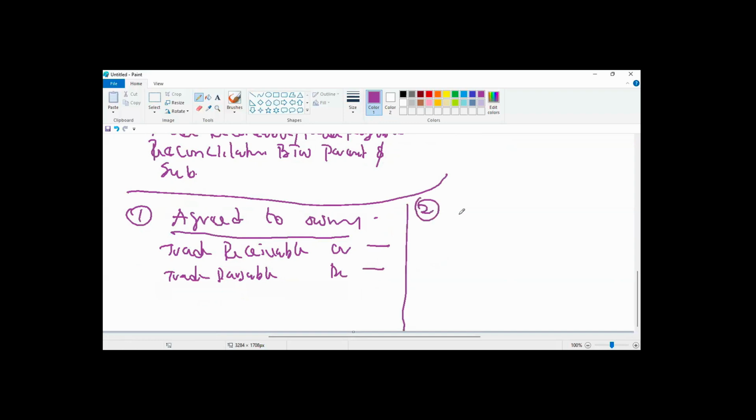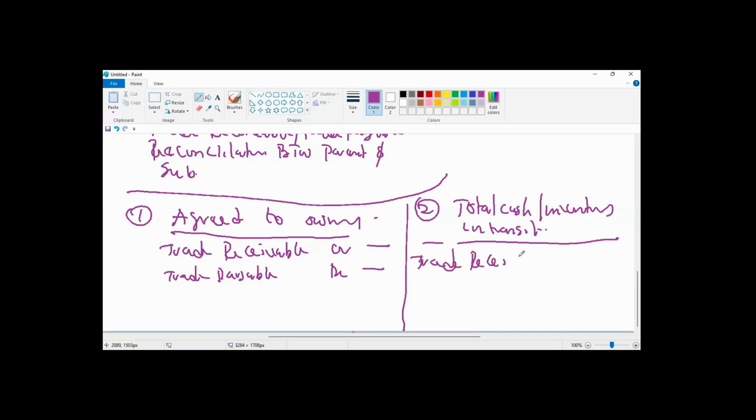The second one, total cash slash inventory in transit. What can be in transit? Cash and inventory. So I will say trade receivable, I will always show that as credit. Then the cash that is in transit, I will debit.